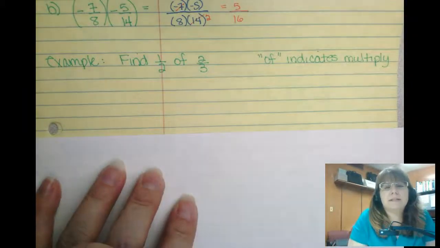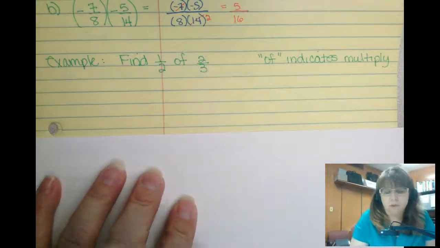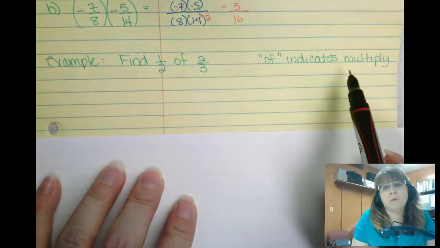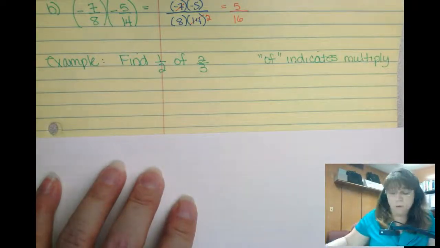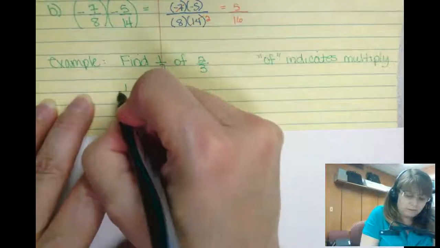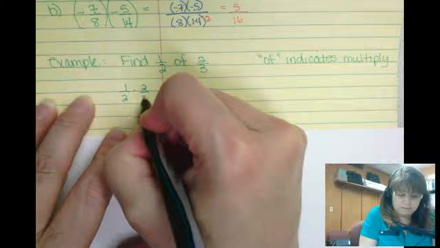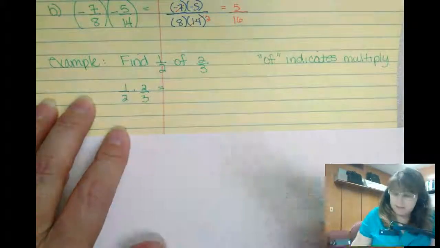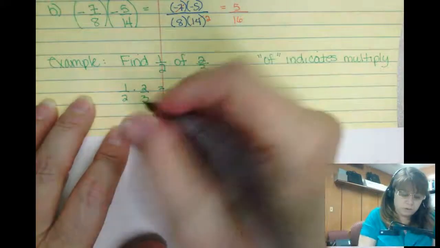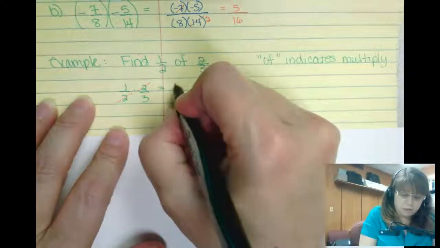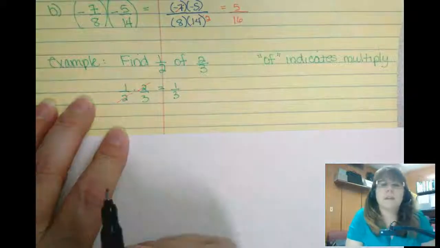Sometimes you'll get somewhat of a word problem. Find 1/2 of 2/3. You need to remember that of, the word of, indicates multiply. So we're going to multiply 1/2 times 2/3. And I can see immediately I can reduce, simplify. That gives me 1/3. Okay.